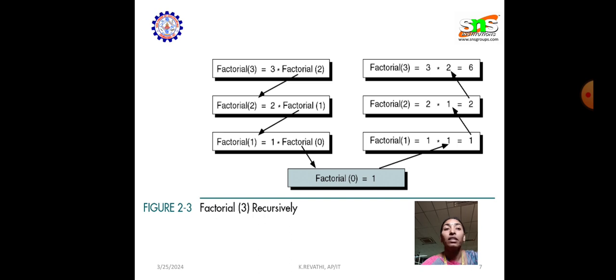All three values give the resultant of 3 factorial. That means factorial of 3 is 3 into 2, which is equal to 6. Then factorial of 2 is equal to 2 into 1, which is 2. Then factorial of 1 is equal to 1. That last resultant value will be taken by the previous factorial call. Then the 2 is multiplied with the 3 and it gives the final resultant value. This is the difference between the recursive function and the iterative method for the factorial.